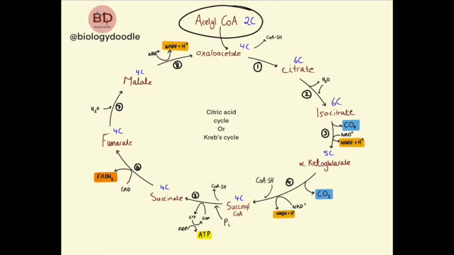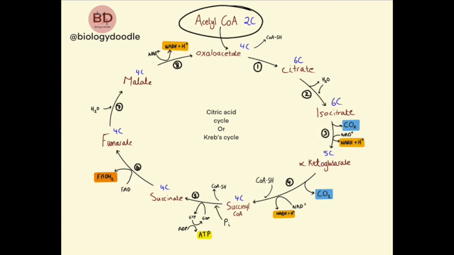Just as an overview, some things to keep in mind here. In the blue we have the carbons and how the carbons are changing as we go along. So this is something that examiners like to ask a lot. So acetyl-CoA, 2 carbon, goes to oxaloacetate, 4 carbon to make 6 carbon citrate.